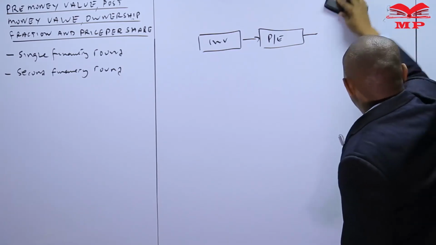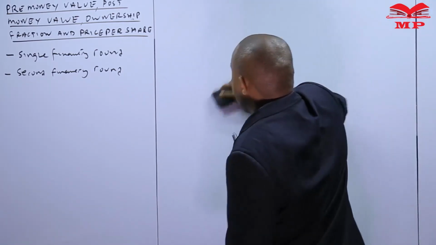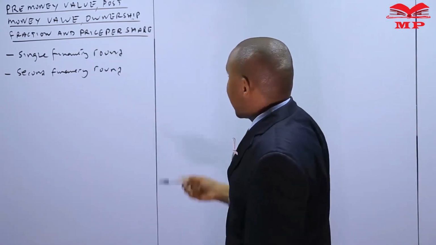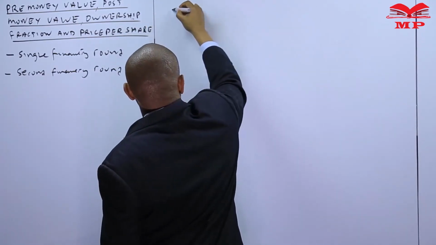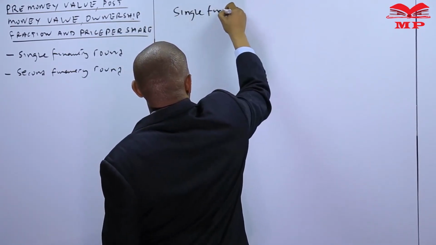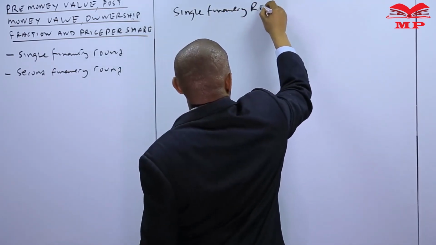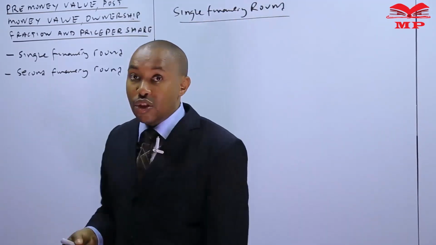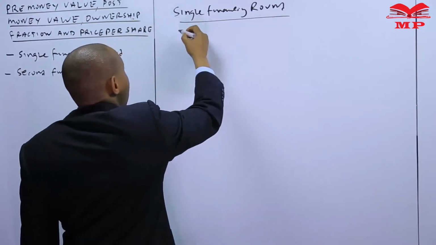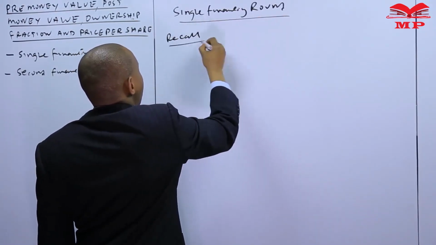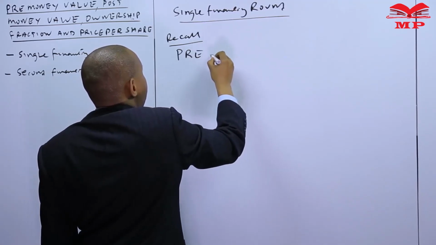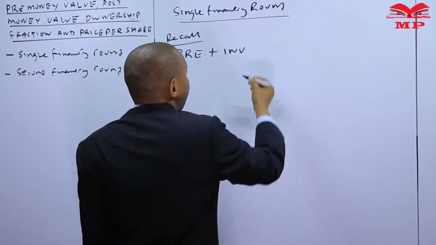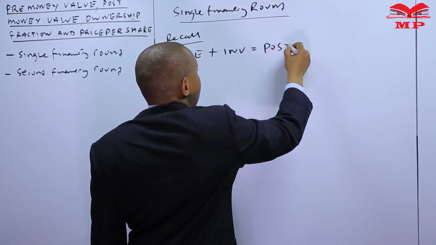Now, to compute the pre-money value, post-money value, ownership fraction, and price per share, we will first consider a single financing round. So we need a set of very simple formulas that we need to recall here. If you recall, we said pre-money value plus INV, which we looked at in our previous lesson, gives us the post-money value.